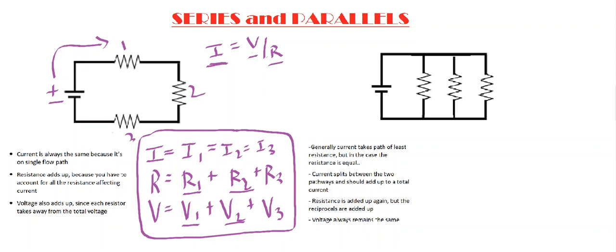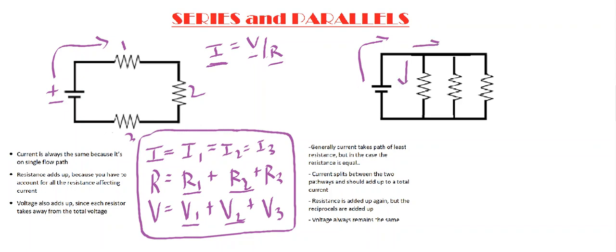If we were to look at parallels, however, we see that the resistors are lined up perpendicularly and parallel to each other. Generally, a current would take the path of least resistance, but in this case, we'll say that all of these resistors are equal. So if the current were to be traveling this way, here it would have to choose to either go straight on or downwards.